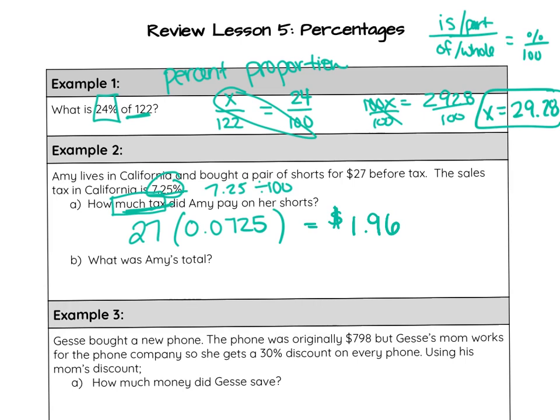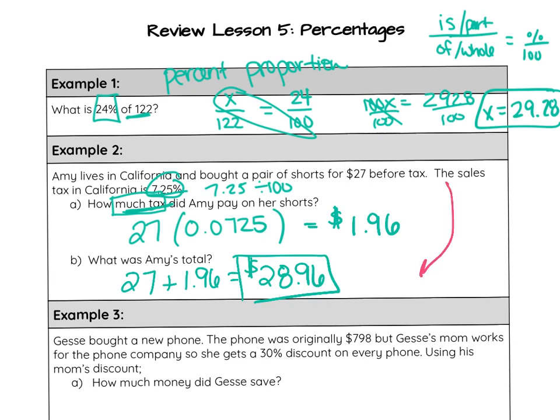So what was Amy's total? From here, there's two ways you could do it. I'll show you the easy way. She had $27, and then you're adding the $1.96. So $28.96 is her total.